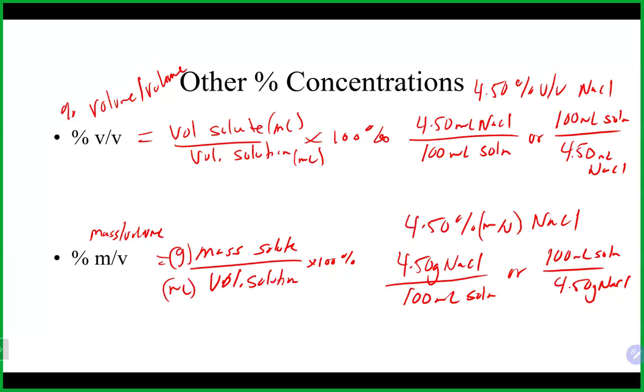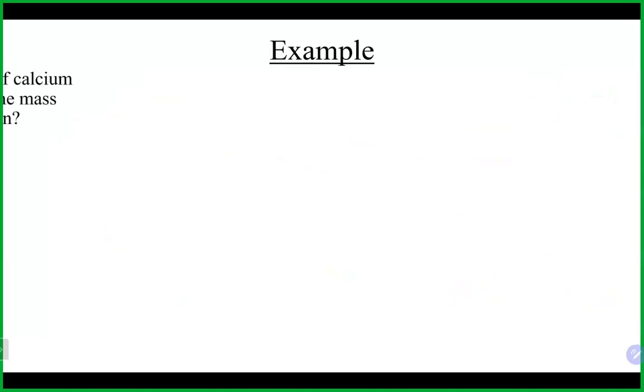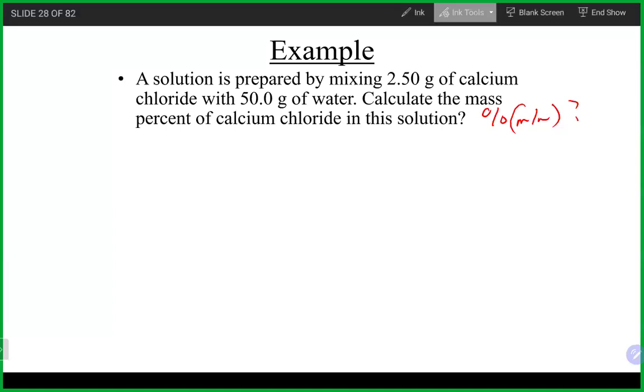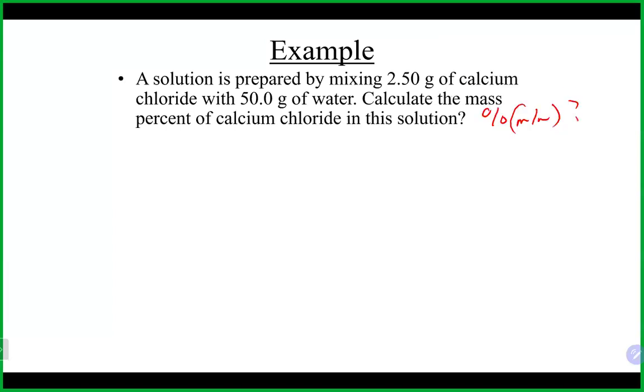All right, so why don't we try one here and see. A solution is prepared by mixing 2.5 grams of calcium chloride and 50 grams of water. Calculate the mass percent of our calcium chloride. So we're looking for the mass to mass percent here. Okay, so let's take a look at it.